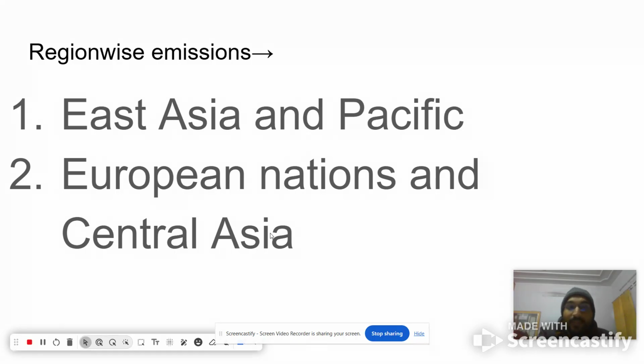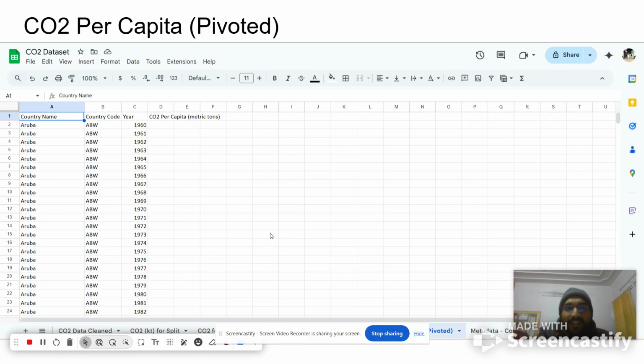Now let's see per capita wise which areas. So there is the data. I again cleaned it and used some pivot elements here, and then I found out how per capita emissions have been growing from the 1960s till the 2020s, and obviously I need the cumulative data.